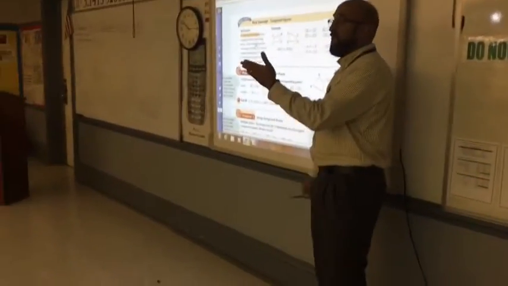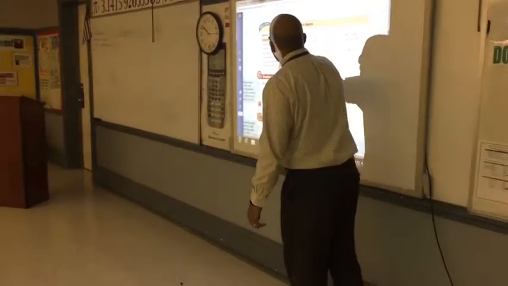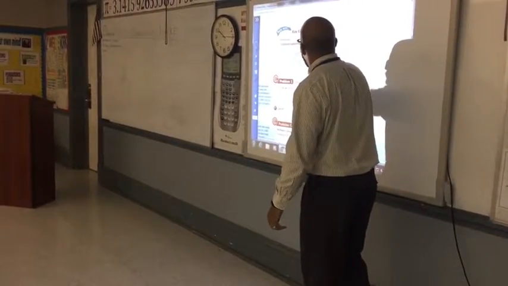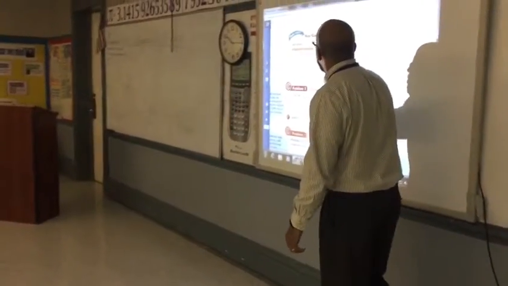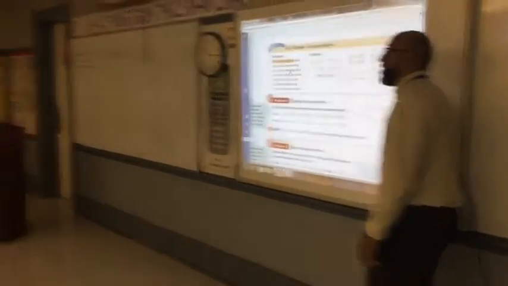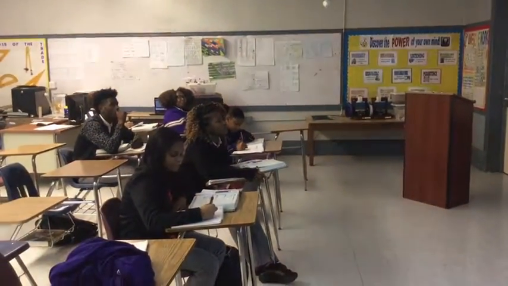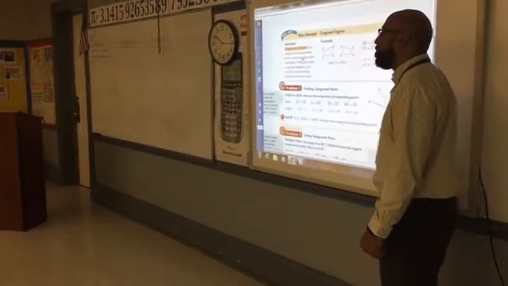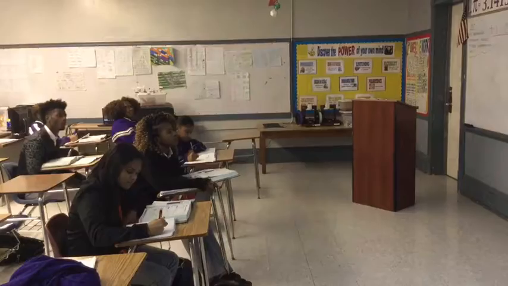All right, Tamber. If we look at this polygon, can you tell me what are the vertices for this polygon right here? A, B, C, and D. What about the second figure? What are the vertices for those? E, F, G, and H.